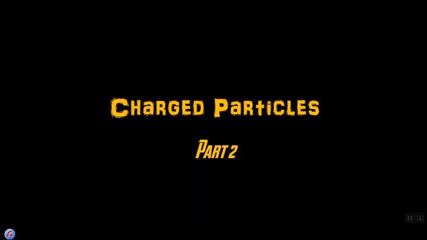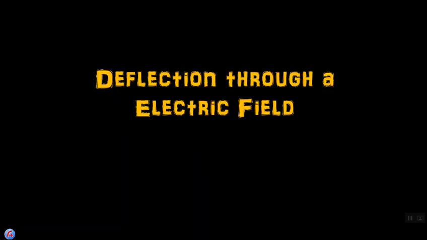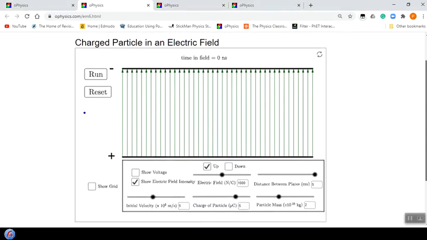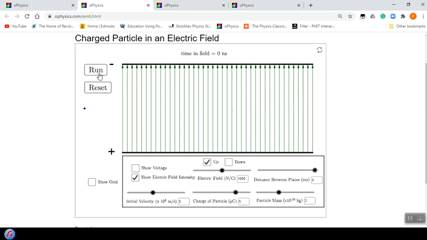Hello and welcome. We're going to continue with chapter 27, Charged Particles, part 2. We're going to now look at the deflection of a charged particle through an electric field. So I'm here on O Physics. They've got a simulation called Charged Particle in the Electric Field, and we're going to look at a charged particle in the electric field.